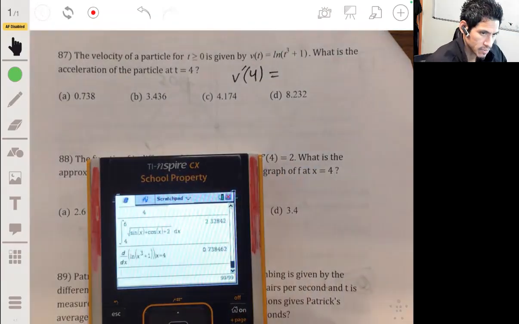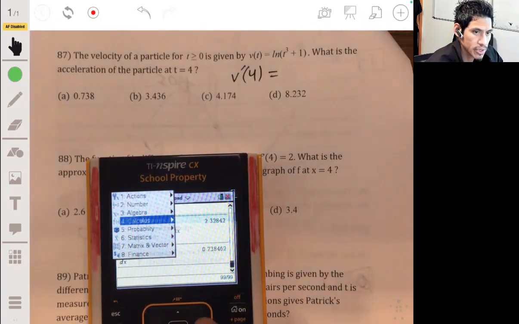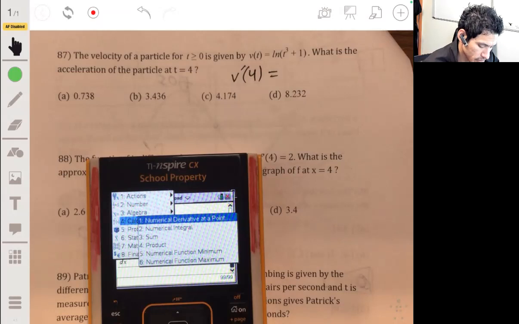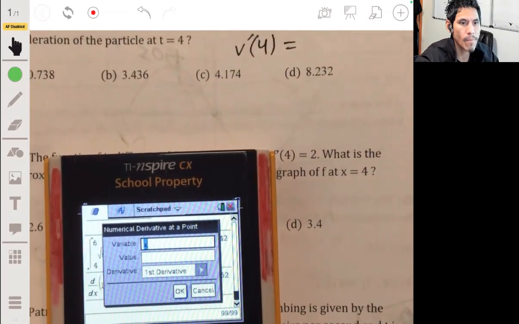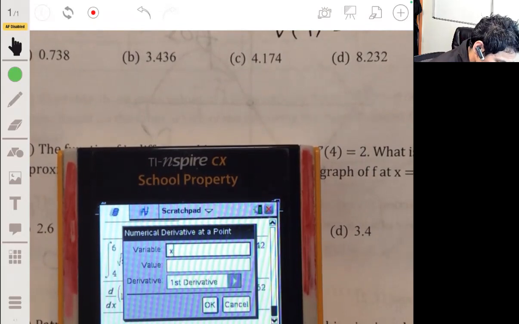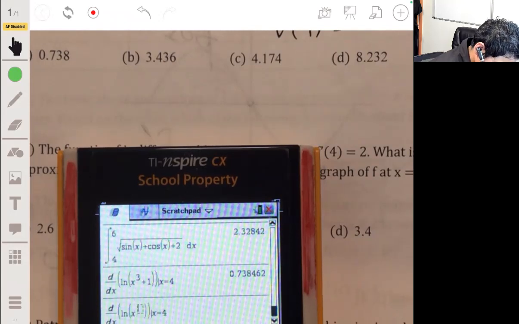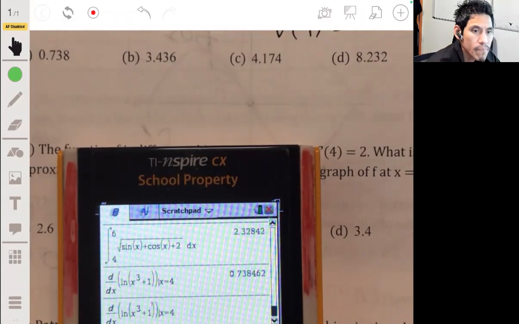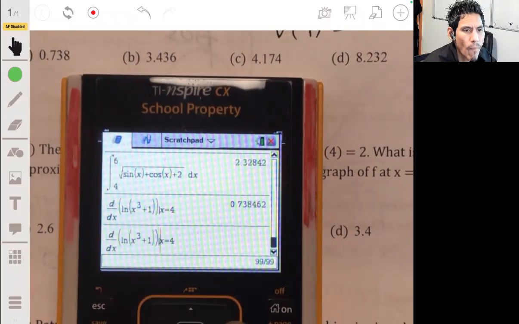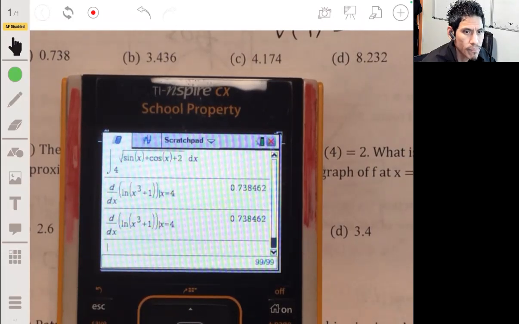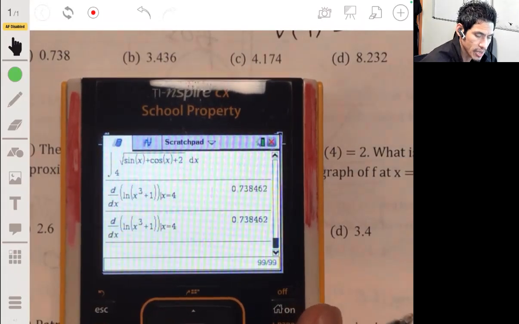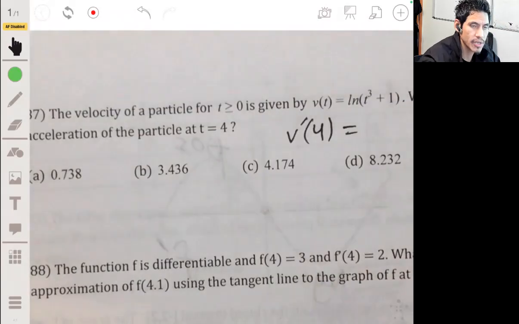And since this is calculator based, we can just use our calculator technology. So let me just go through it again on here. The numerical derivative at a point. Our value will be 4. Our function, the natural log of x cubed, or t cubed, same thing, plus 1. We get about 0.783, or 0.738. So the answer is A.